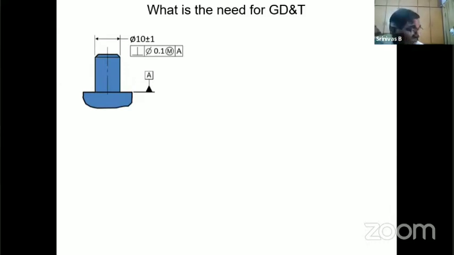But is that possible, sir? Can anyone produce a pin which is upright, at a 90-degree angle to datum A? It is not possible. We have seen before that there are errors and variations in manufacturing. Therefore, we have given a control here. What is the control?